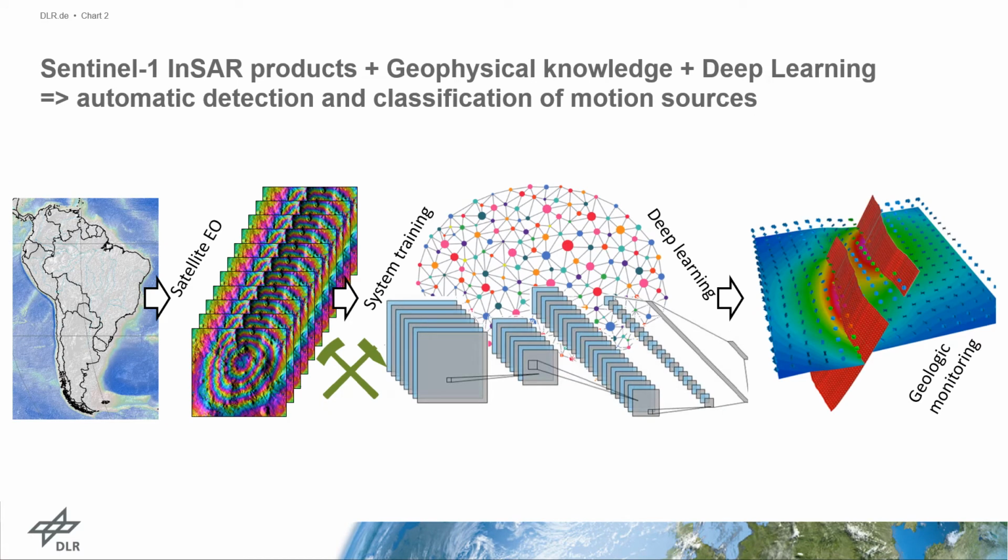The idea of the project is to produce a large library of InSAR deformation products and to train neural networks with physical models so that finally they can automatically detect and classify motion sources on real data.